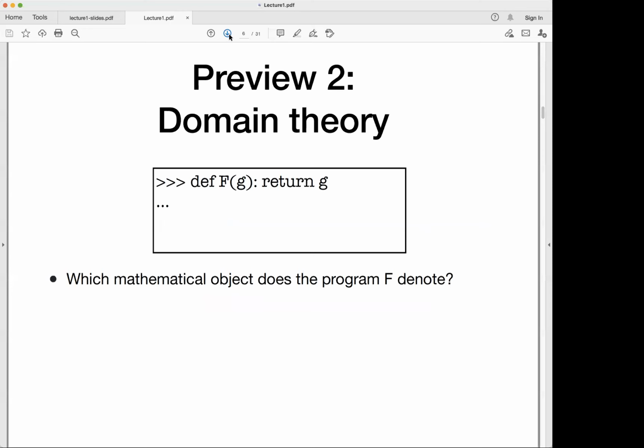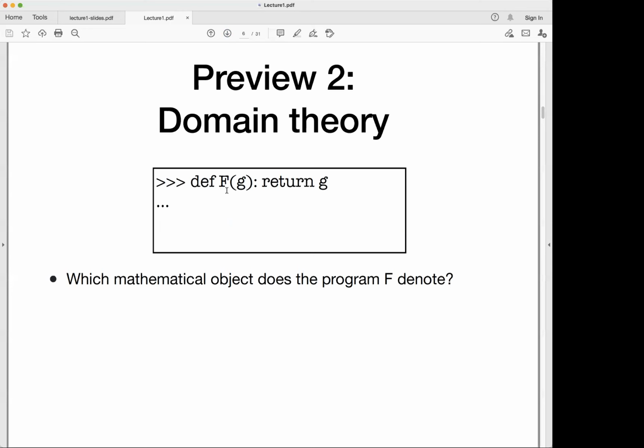Another big topic throughout the course is going to be domain theory. One way to understand domain theory is to think about the function that you see on the screen. I define a Python function, capital F of G, which doesn't do anything. It just takes an argument G and returns G.